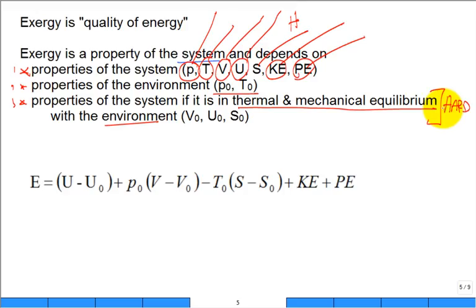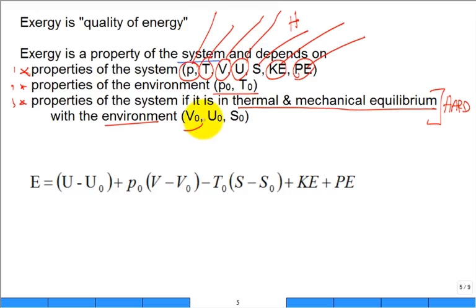Well, that exergy will be the maximum theoretical work obtainable from the system if I take it and put it through a process such that it ends at the dead state. It's in thermal and mechanical equilibrium with the environment. During that process, I get the maximum theoretical work out. That's the exergy of the system.